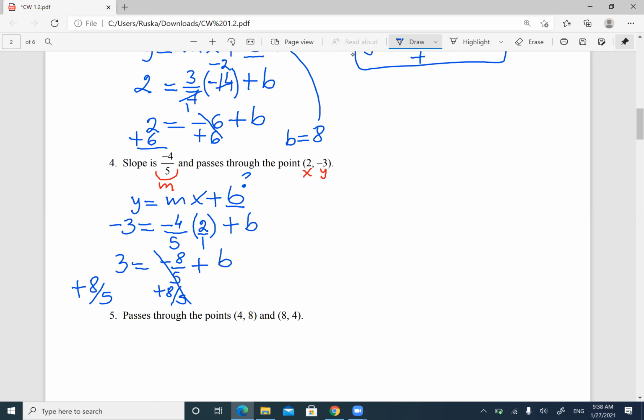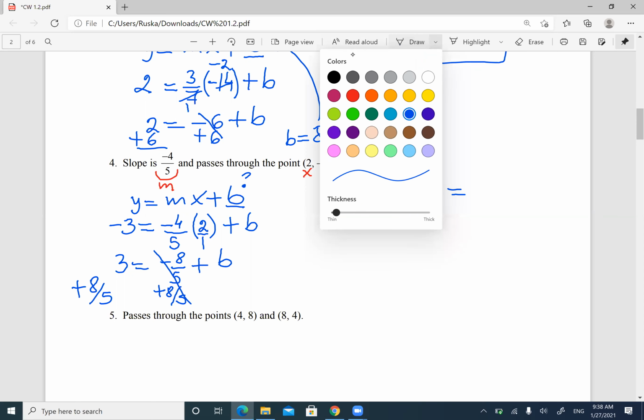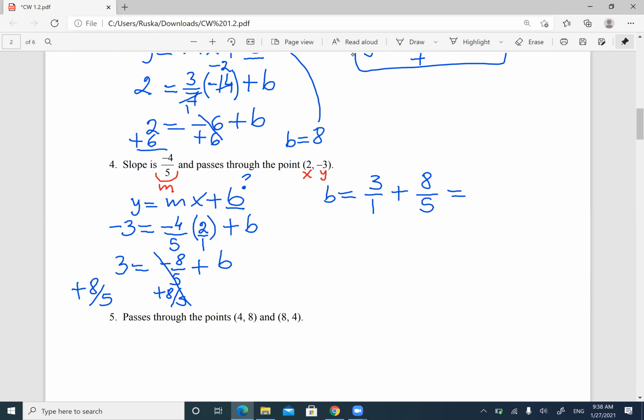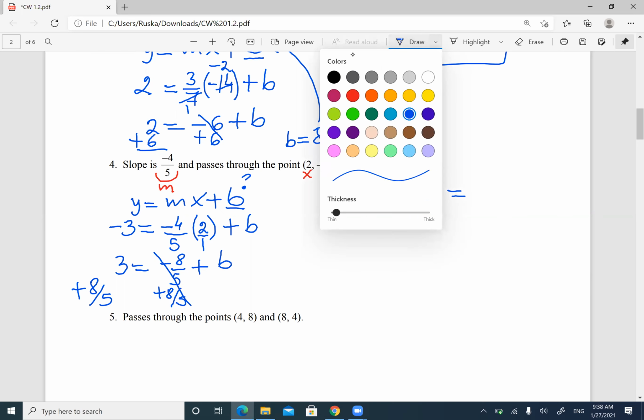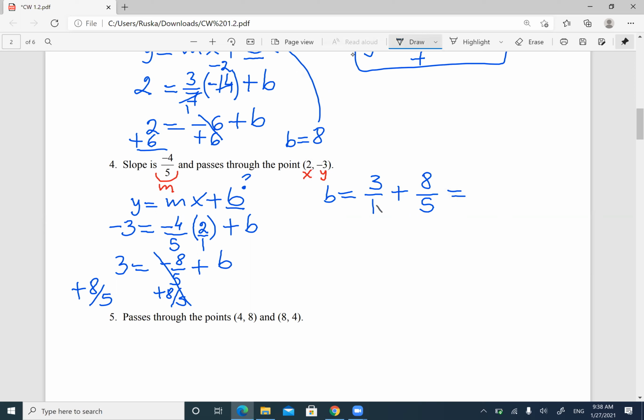And you're going to get b equals, I'm going to continue over here, b equals 3/1 plus 8/5. So here we have to find a common denominator. So we're technically going to multiply up and down by 5. So times 5 up and down. And that will give us 15/5 plus 8/5. Now, when you have the same denominators, we're going to add the tops.